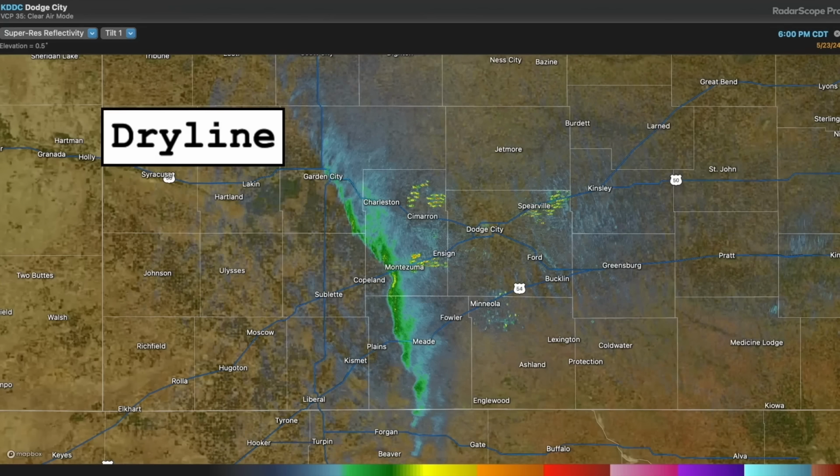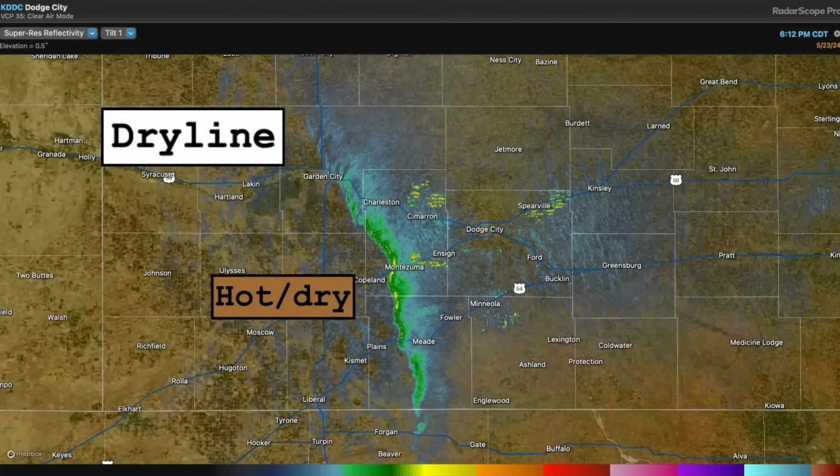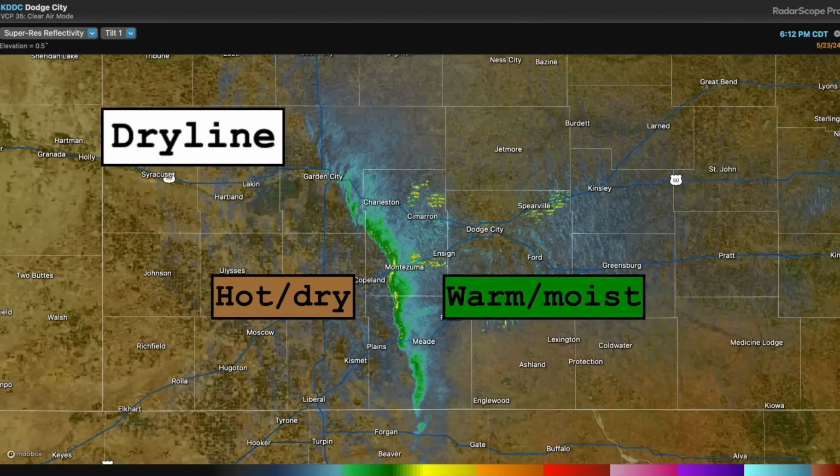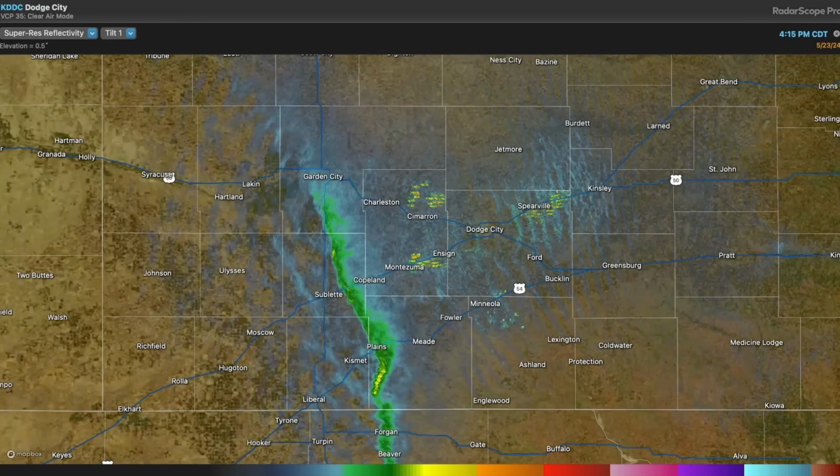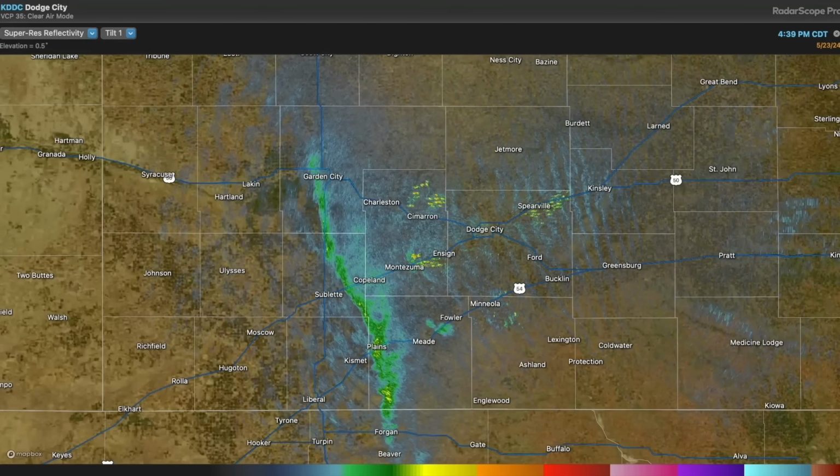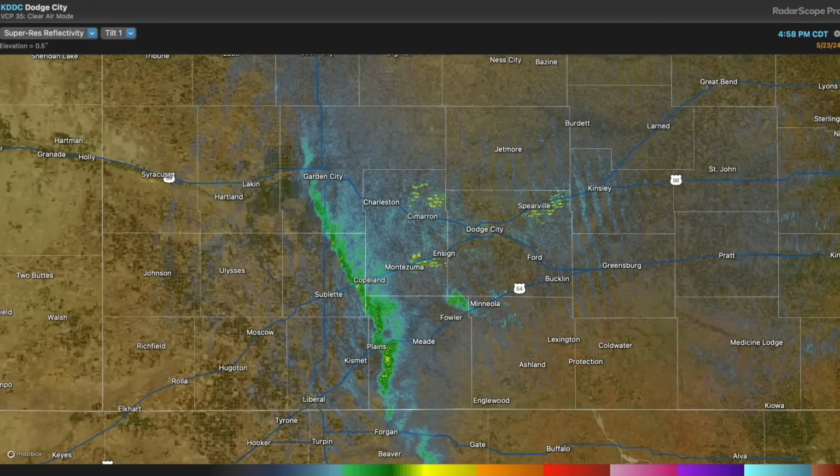As you may know, the dryline is a boundary between hot, dry air to the west and warm, moist air to the east that can initiate storms in many severe weather environments. Prior knowledge of the environment is necessary to correctly identify which type of boundary the radar is depicting.